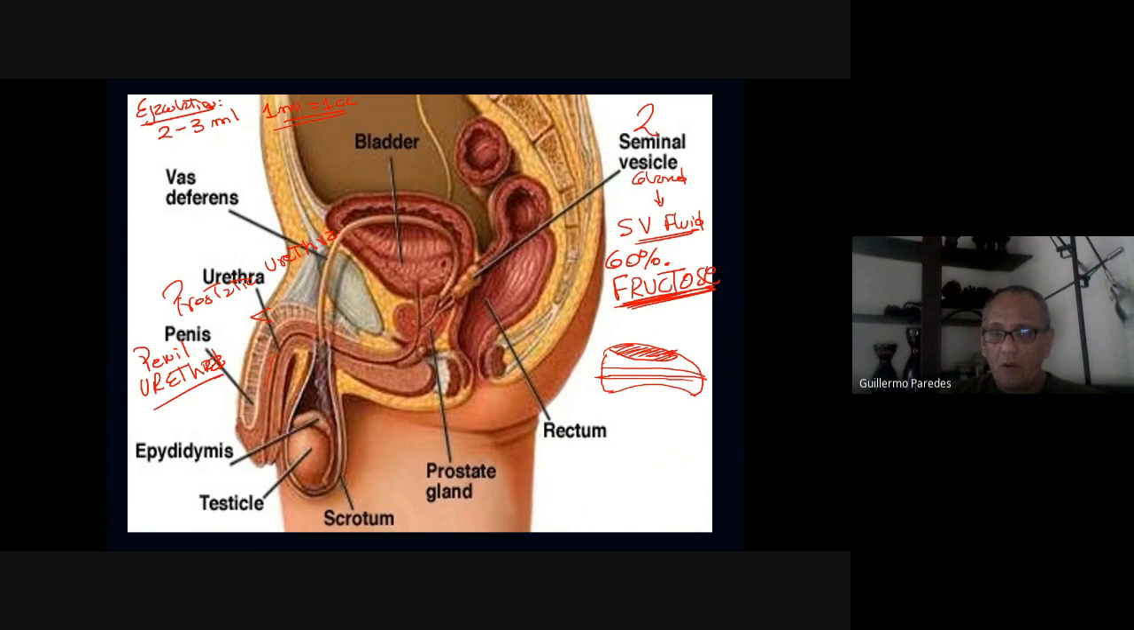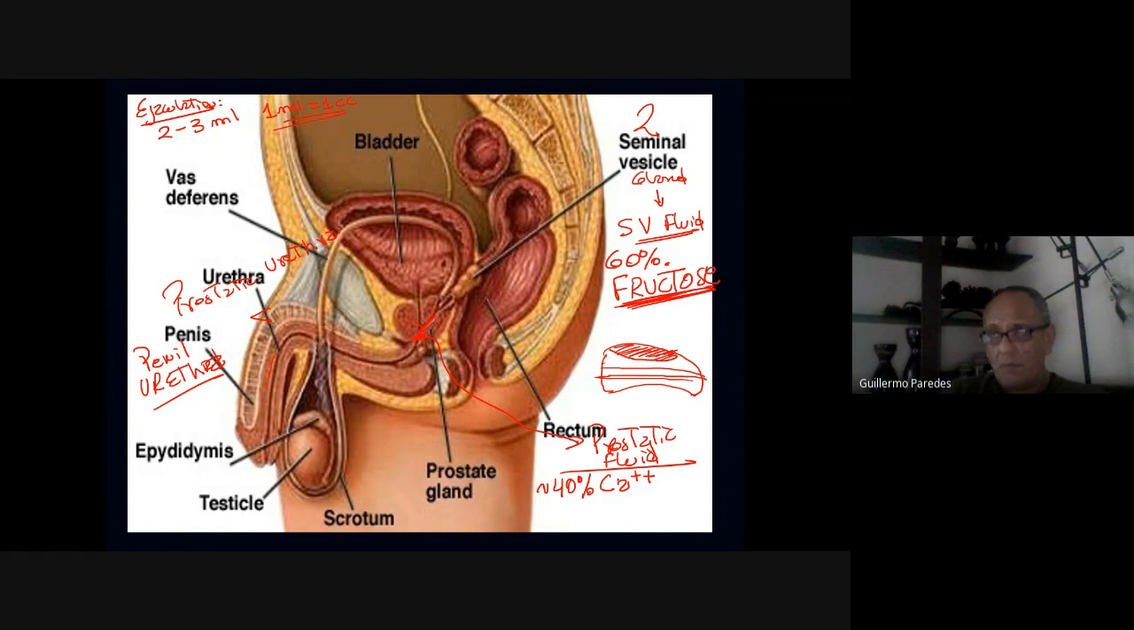So the prostate is going to add fluid to the seminal vesicle fluid, to the sperm, and that fluid is called the prostatic fluid. Prostatic fluid. Where is it coming from? From the prostate. This prostatic fluid represents about 40% of the semen. Of the 2-3 mL, 40% are coming from the prostate. This prostatic fluid is going to contain a lot of calcium. This calcium is needed for the motility of the tail of the spermatozoid.